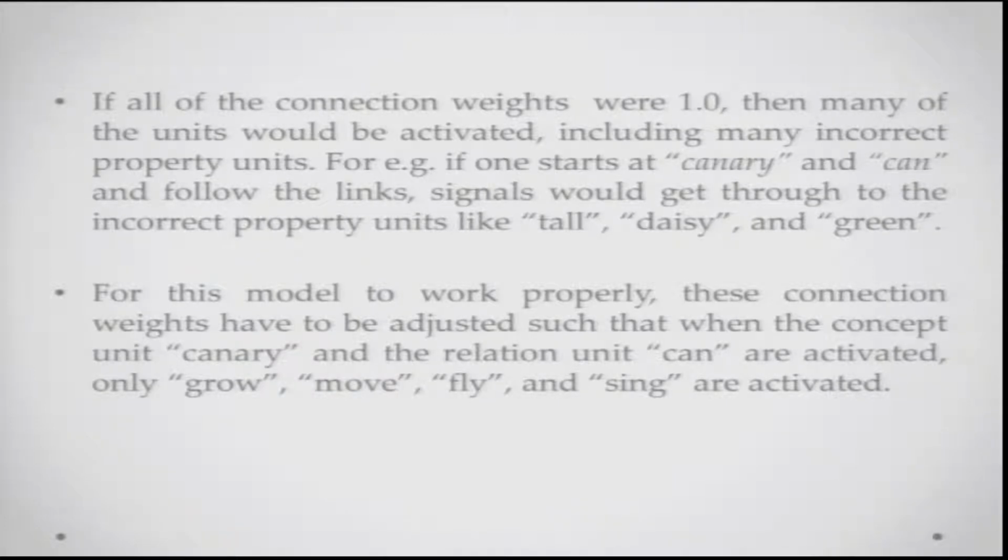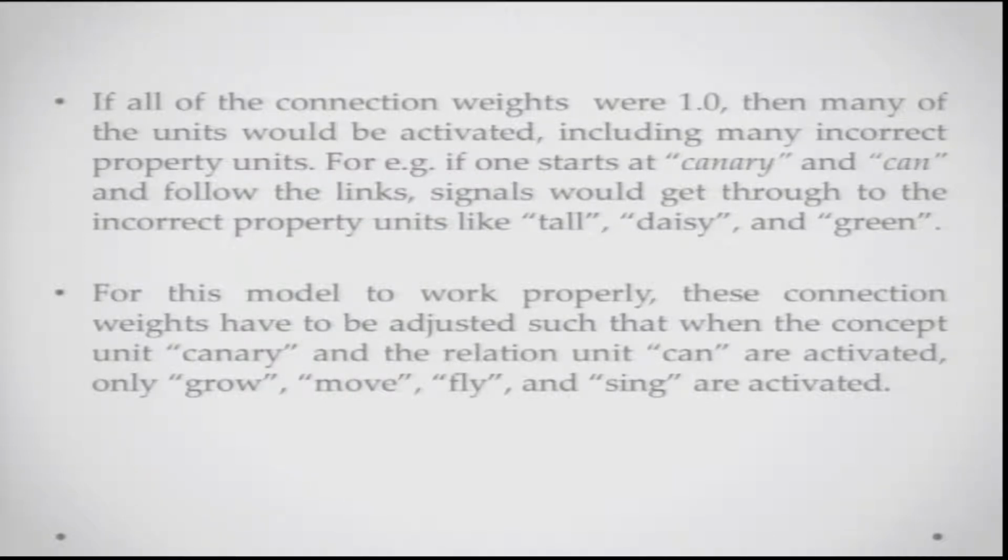Let us say the connection weights of all of the concepts in the same network were 1, that is basically 100%, everything is connected to each other and all the information is going to go to all nodes. Then many of the units will get activated, including many incorrect property units. If one starts at canary and has the relation statement can, it might follow all the links and it might also go to things like canary can, tall, daisy, green. Again, these are incorrect property units. That's not how the fill in the blanks will be done.